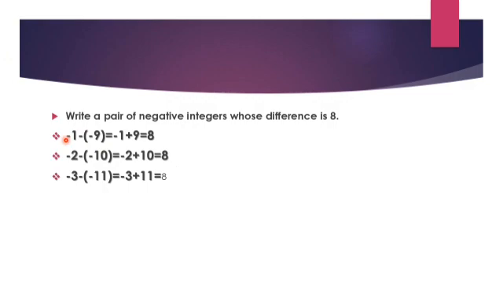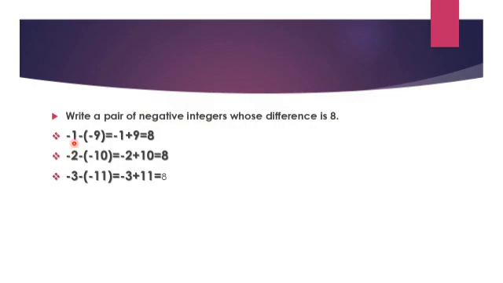Okay, it is the second question in your textbook, exercise 1.2. Write a pair of negative integers whose difference is 8. How can we make the difference 8 using negative integers?